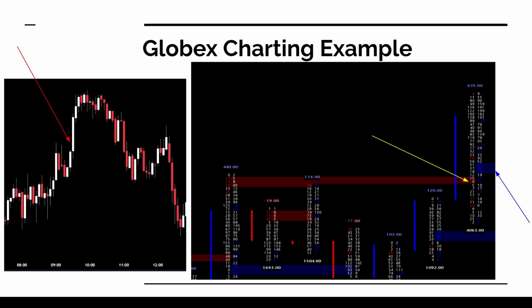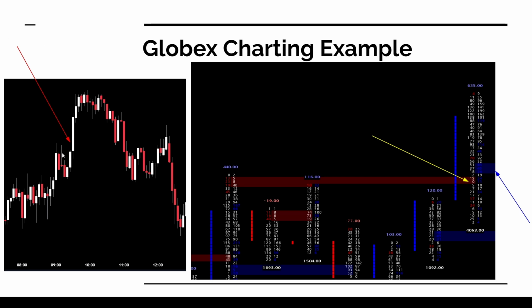Now that you understand what we're actually looking at and you're seeing what I see when I look at the footprint chart, on the left hand side you've got a traditional candlestick chart, and this is the equivalent on the footprint. Okay, now this is Globex. We're going to cover both Globex and RTH here, so you can see the differences. The differences are massive, to be honest with you.